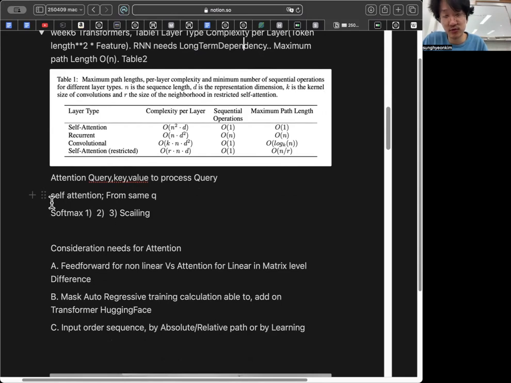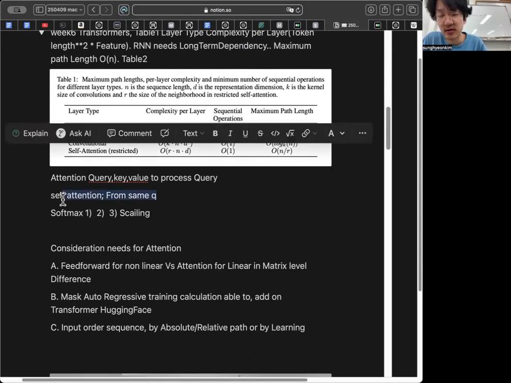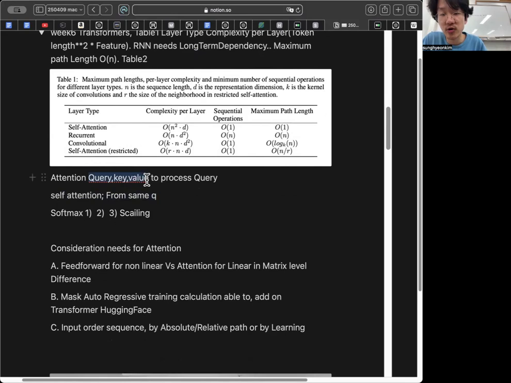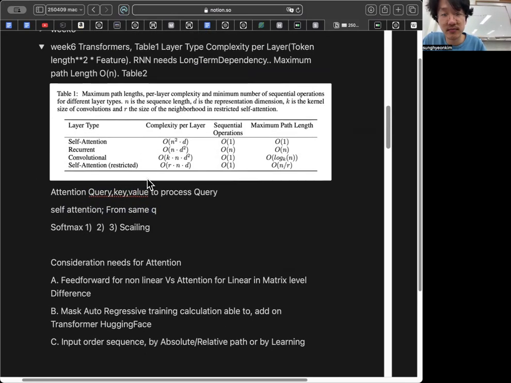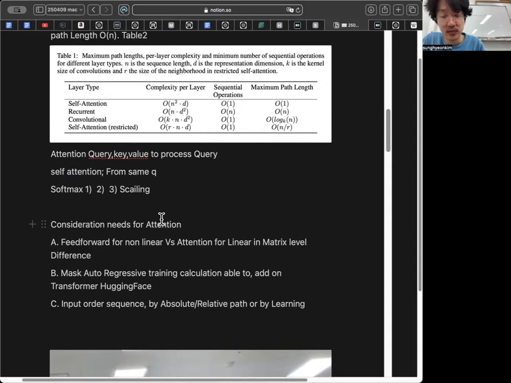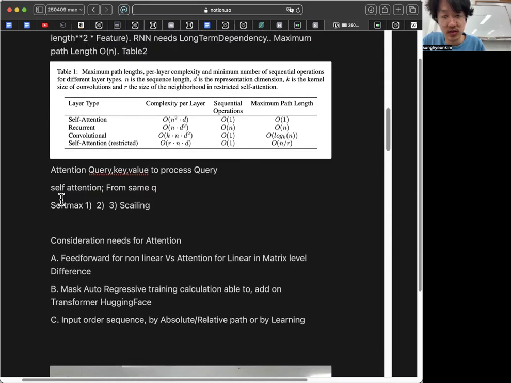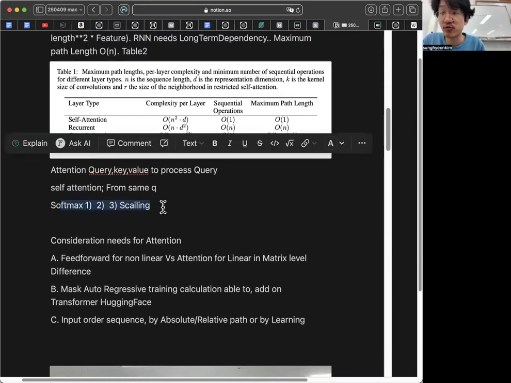So we can distinguish self-attention and other attention based on where the query, key, and value come from. And in softmax, we use the exponential function, and there was an important consideration, which was scaling.